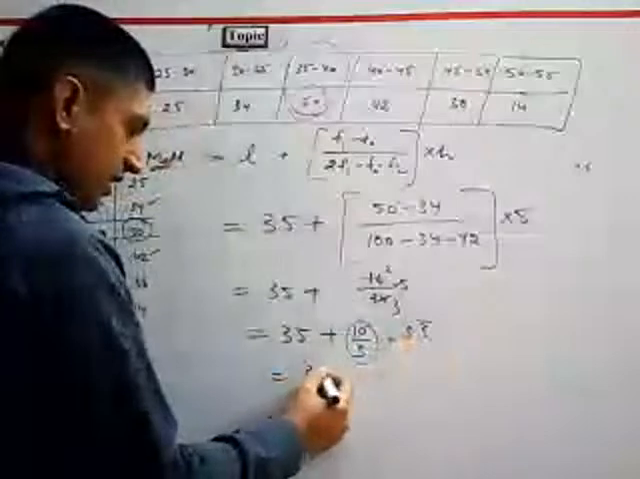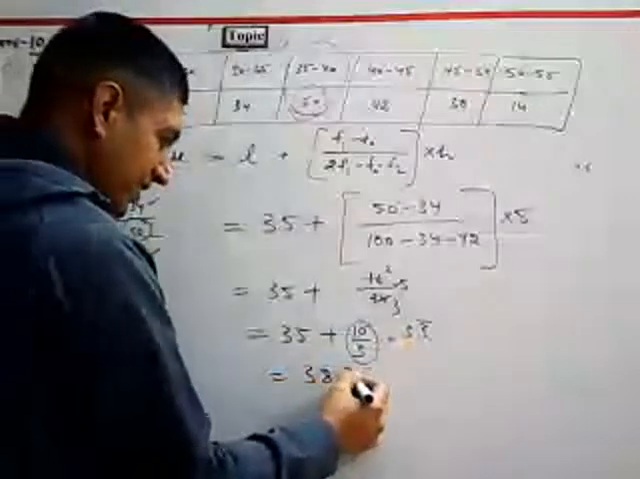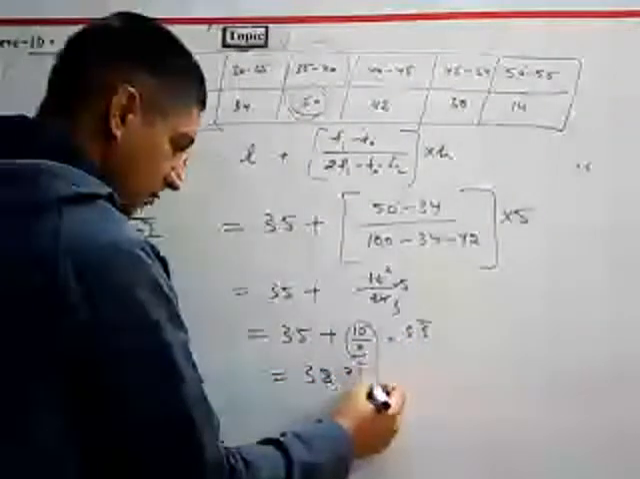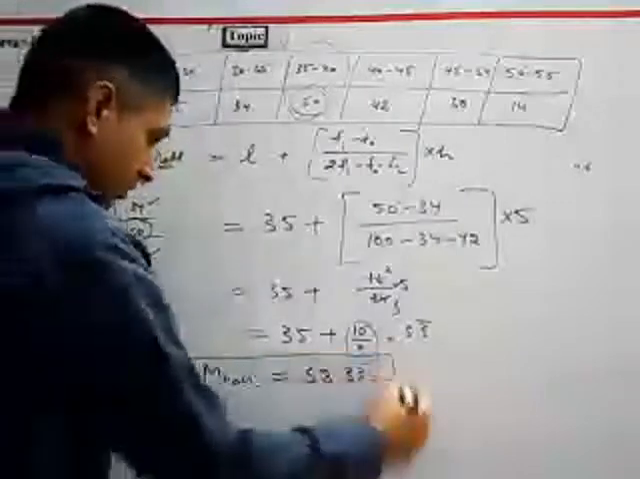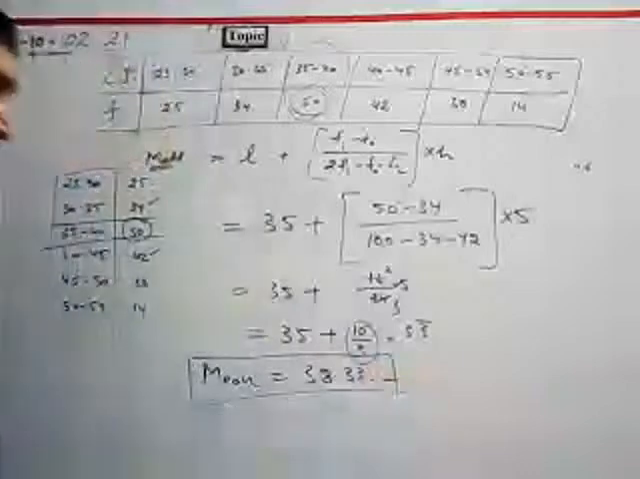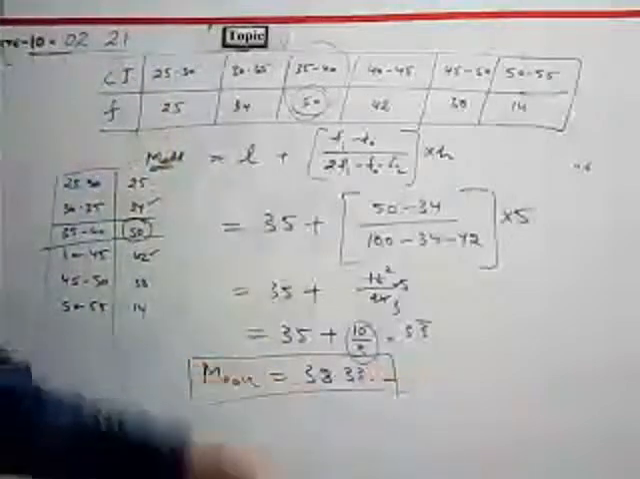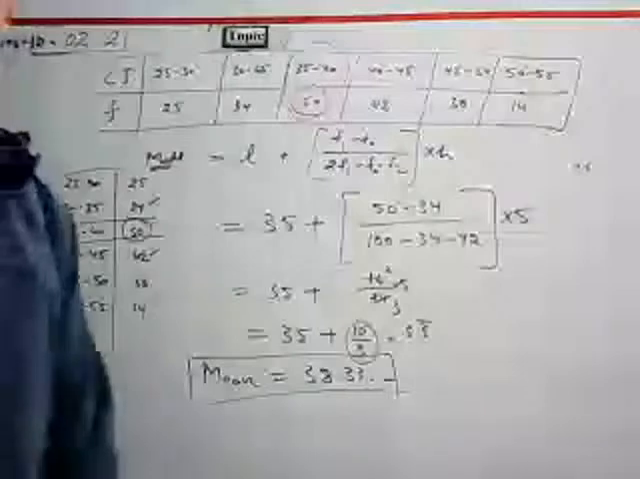So the answer is 38.333. This is the mode. What is the mode? The mode is 38.333. Okay.